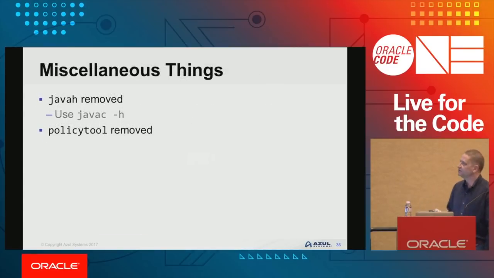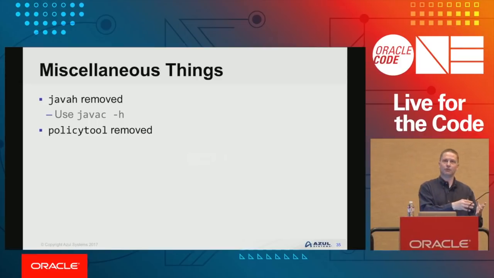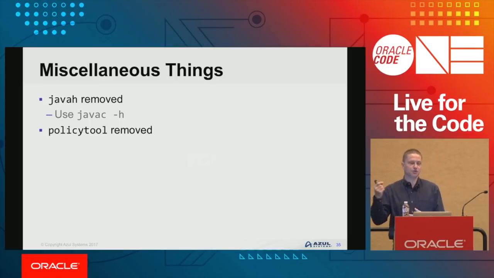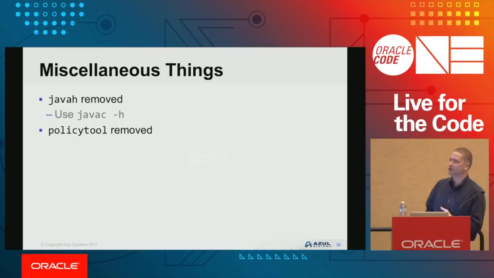A couple of minor things. The javah tool was removed in JDK 10. Now, if you're going to use javah for JNI type things, then you do javac -h. So not really a big change. And the policytool has also been removed.